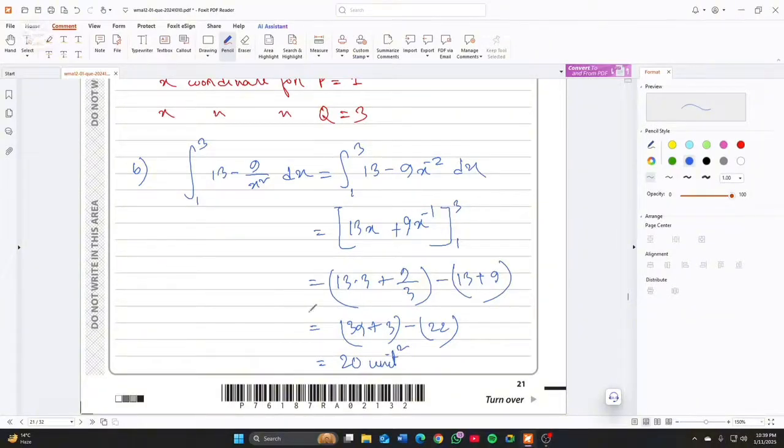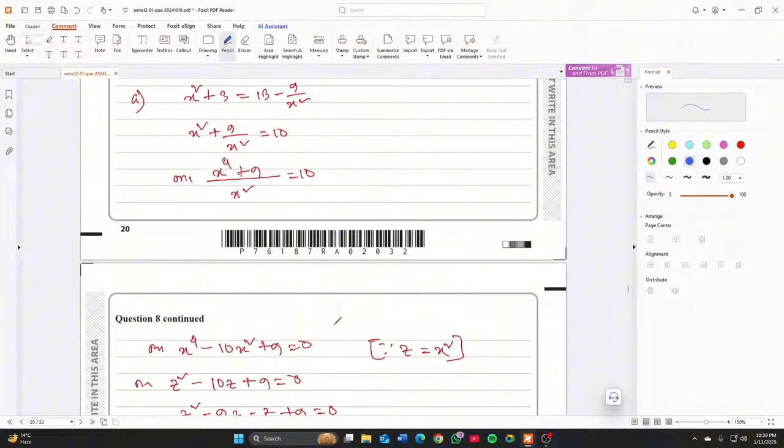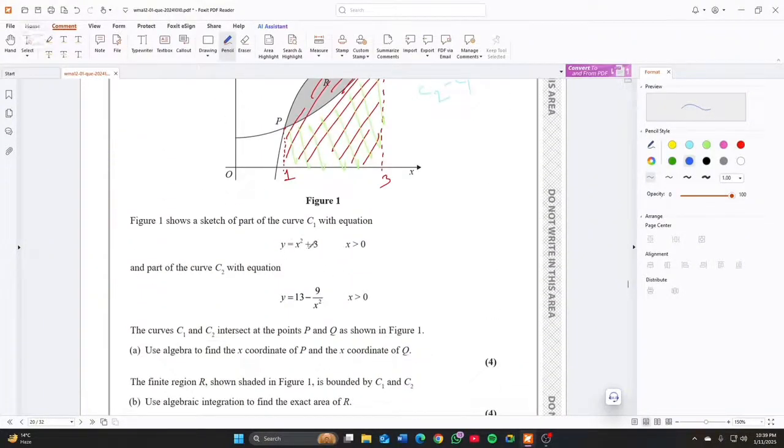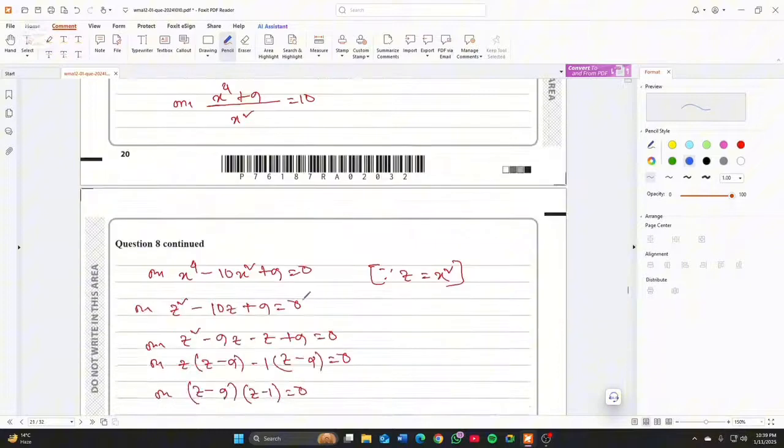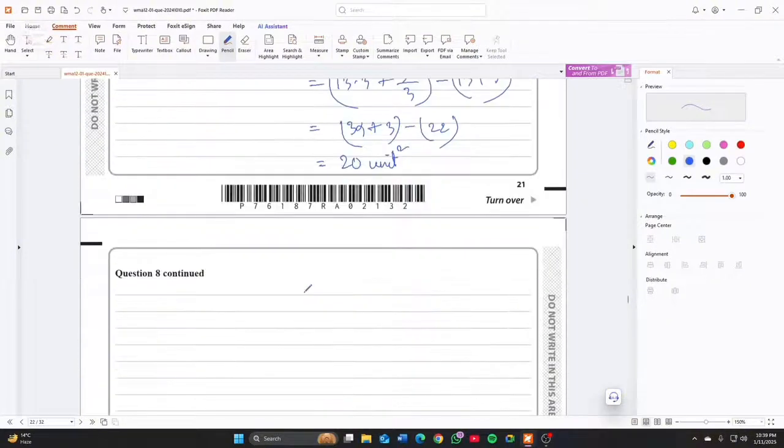Again, for the curve C1, we need to integrate C1. So C1 is x squared plus 3. Now integrate from 1 to 3, x squared plus 3 dx. This is x cubed over 3 plus 3x, with limits 3 and 1.